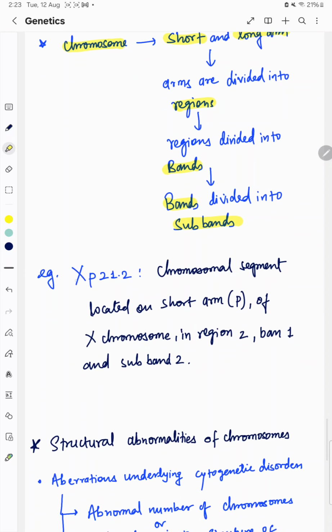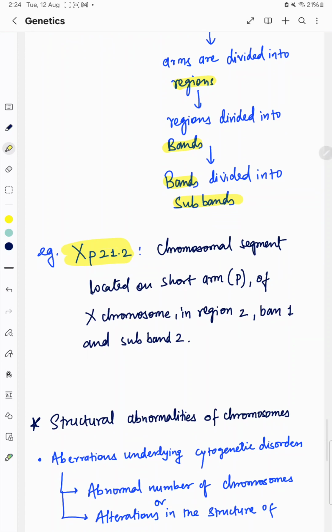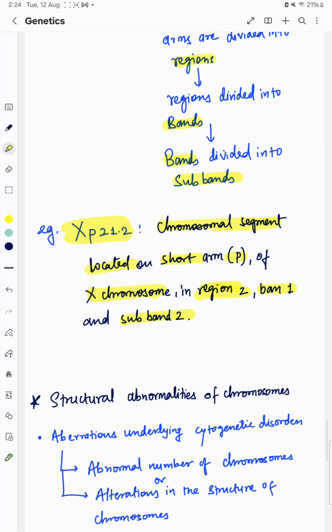So Xp21.2 represents a chromosomal segment located on the short arm of the X chromosome, in region 2, band 1 and sub-band 2. So this is how we denote a chromosomal segment. We should know this terminology to precisely locate a gene or locus.